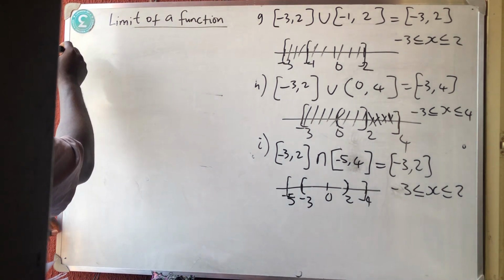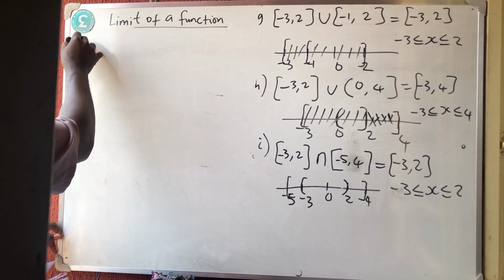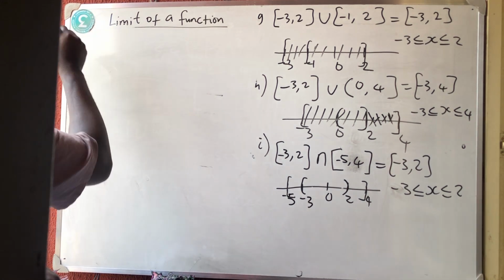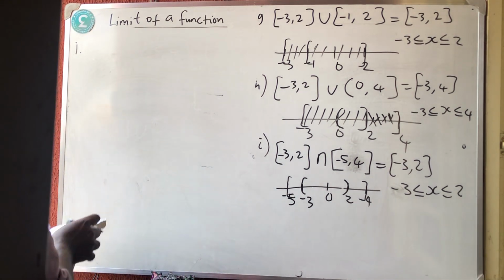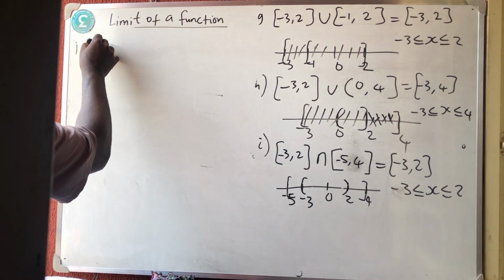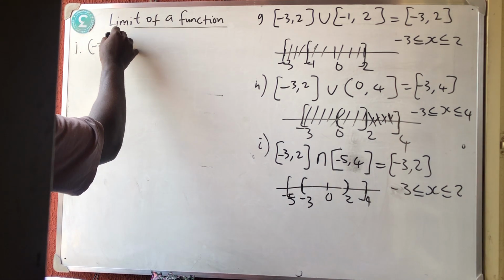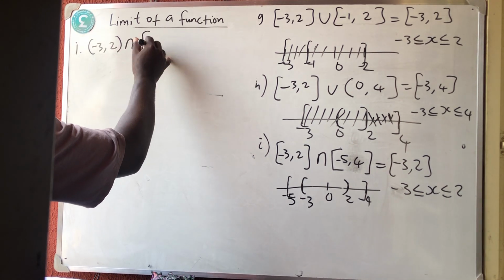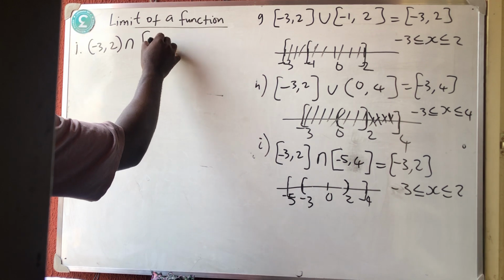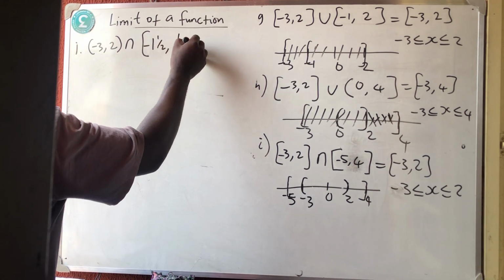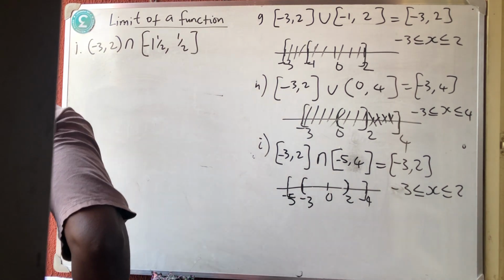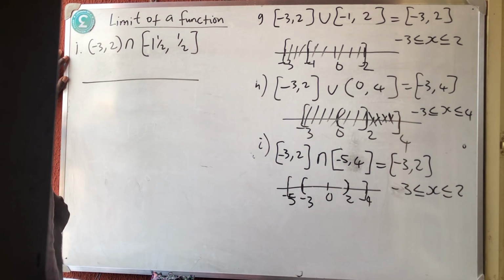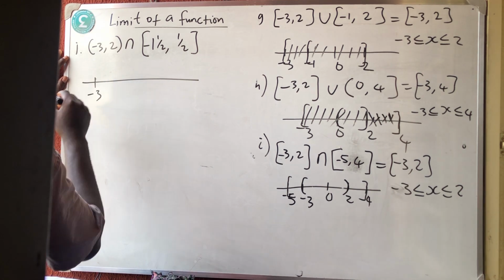So number I, J, K. I, J, okay, J first. So for J they said minus 3 comma 2 intersection minus 1 over 2 comma 1 over 2. Okay, like this. So let's go. You're having that here is minus 3.